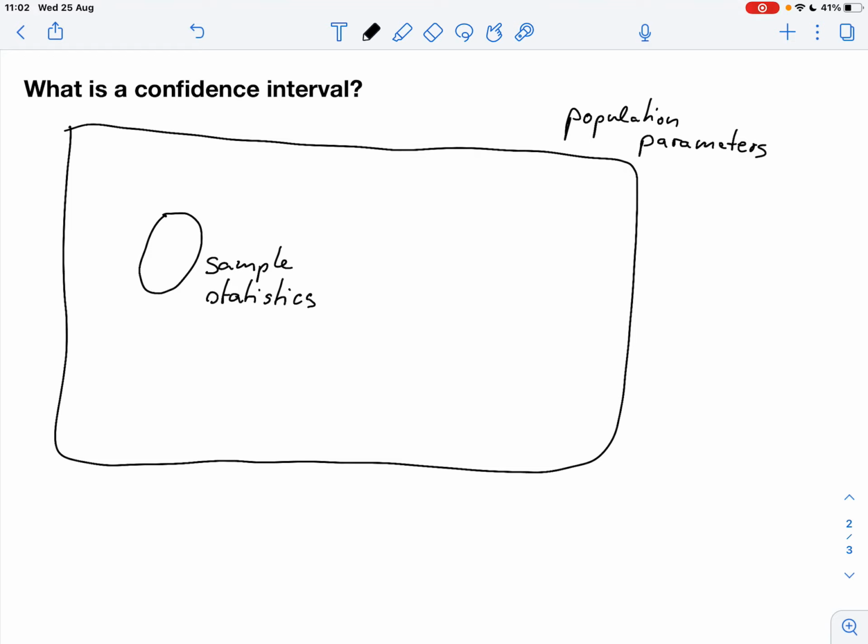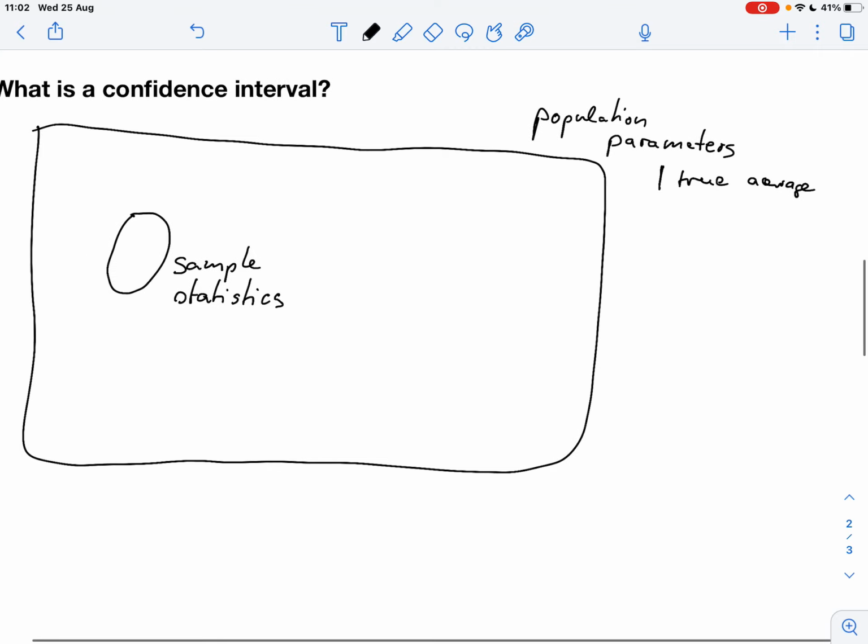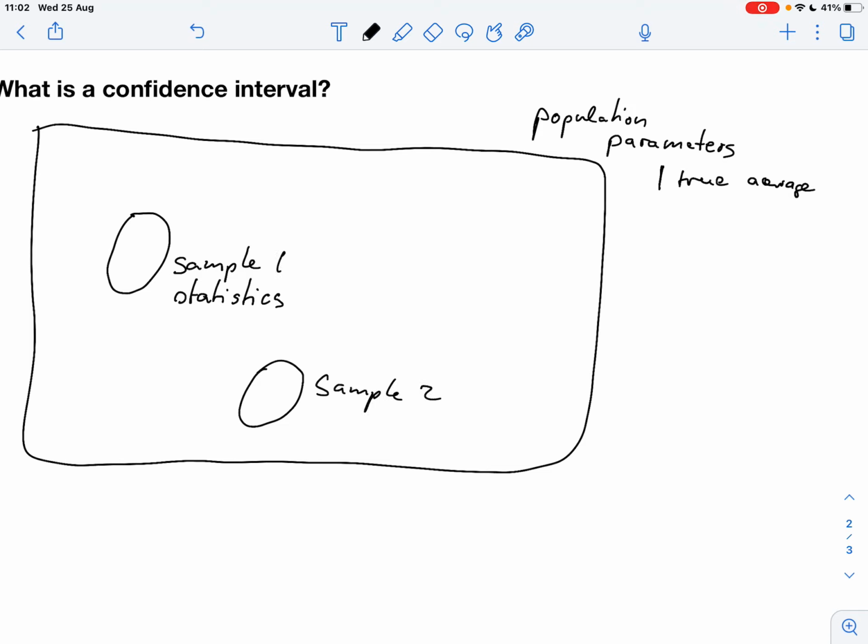And it's important, if I, for example, look at the average, there is only one true average. So I can say, on average, in the population, all female students are 176 centimeters. Now, if I look at different samples, I can take another sample here. So that would be sample 2, and that was sample 1.